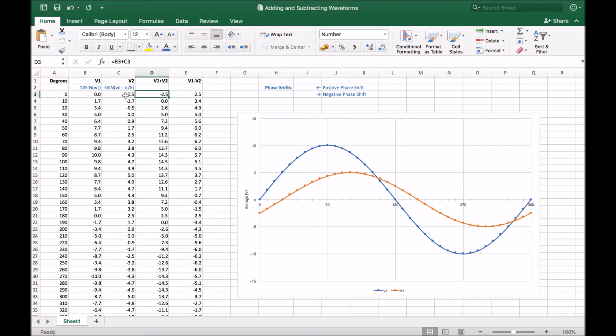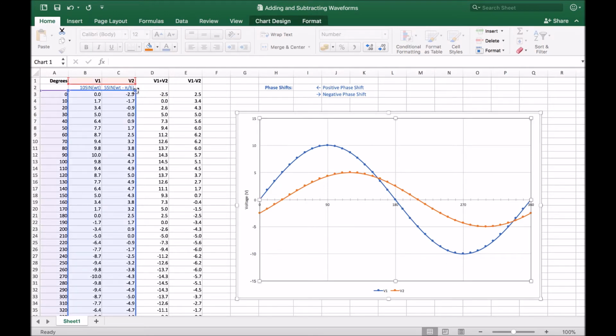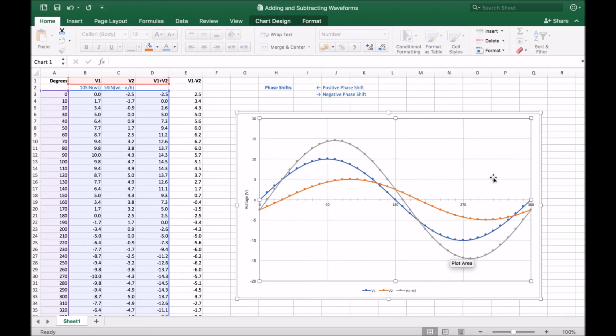In this case, 0 plus minus 2.5 gives me minus 2.5, and so my third waveform, which I'm going to add on my diagram in just a second, is the sum of the instantaneous values of the two separate waveforms. We'll see that repeated all the way down: at any given point we just add the two instantaneous values to give our third. So let's extend our diagram again and include our third waveform, V1 plus V2. We see that represented by the grey line here, and now we have the sum of the two waveforms.